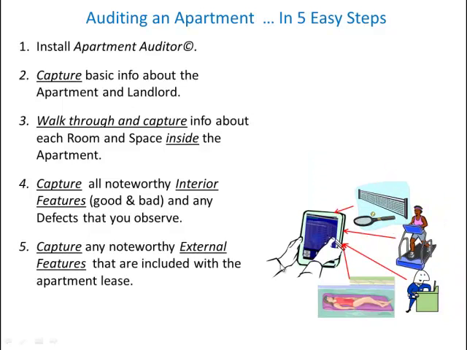Step five, what we would do is do a quick review of what we call amenities or external features that are included with the apartment lease. Swimming pool, laundry room, workout facilities, etc.